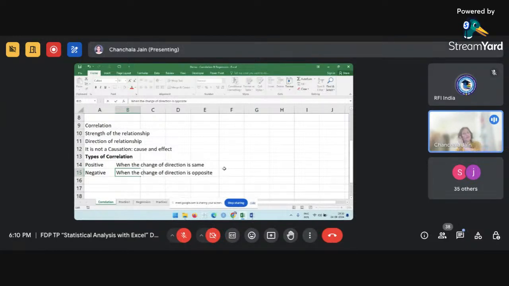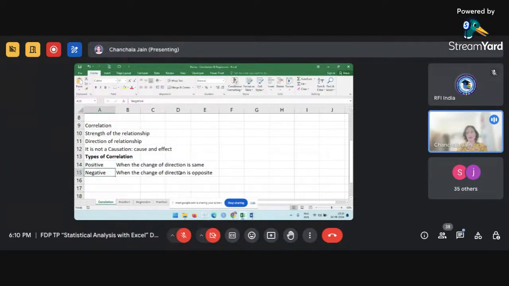As I have given you the example of petrol price and fare prices, it is quite obvious. If petrol price increases, there is a chance that the fare price will also increase. That means the direction of change is the same, so it is a kind of positive correlation. If I'm increasing one variable, the other variable is also increasing. That is positive correlation. If I'm decreasing one variable, the other variable is also decreasing. That is also positive correlation.